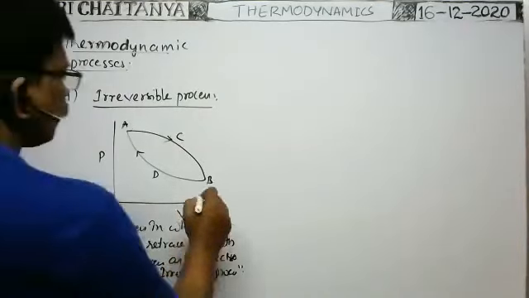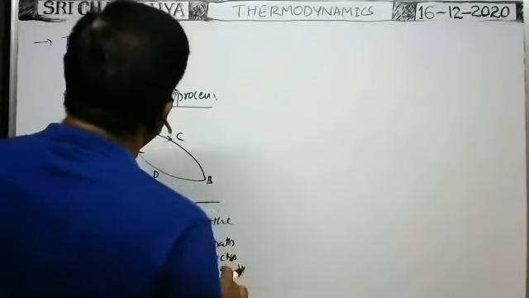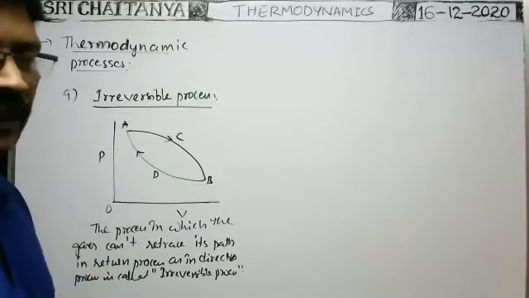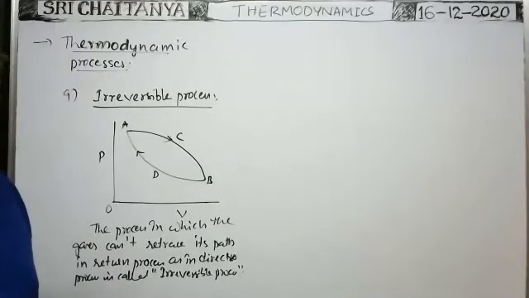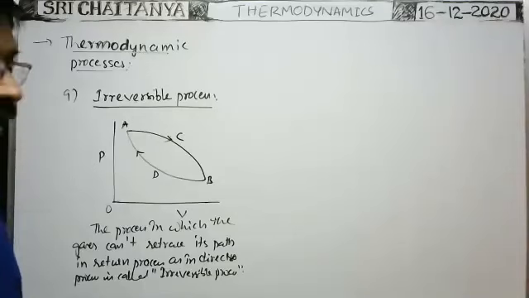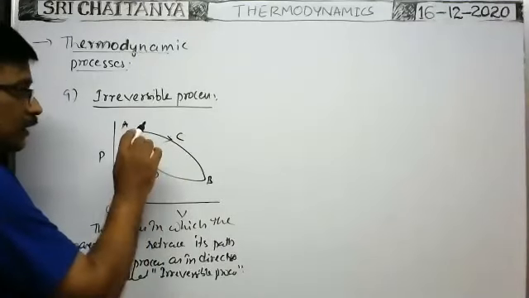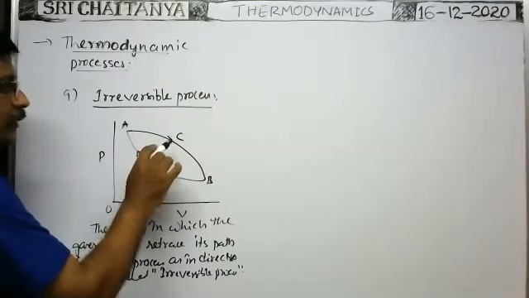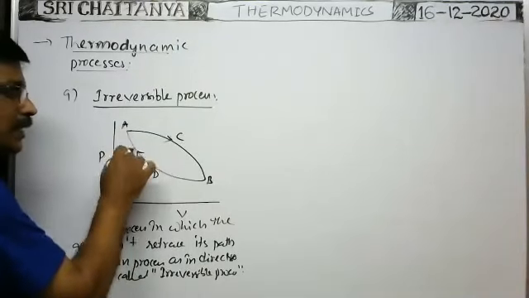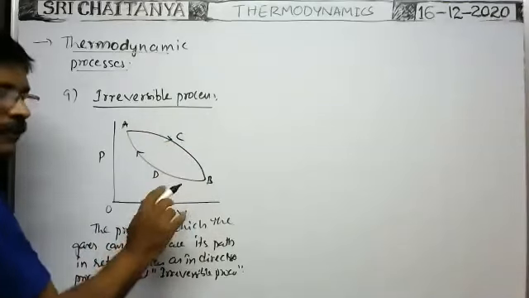Okay, in an irreversible process, after completion of the entire process, is there any net work done or not? No. Here in this irreversible process, the system cannot return back to the initial state by passing through the same states as in the direct process.